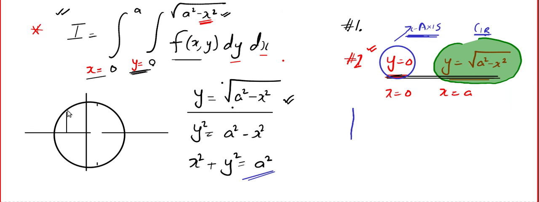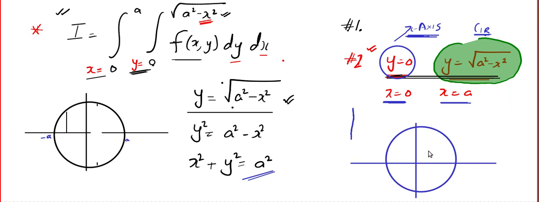So we might have a strip starting from -a to a, or maybe from 0 to a. Now look at the other limit, x varies from 0 to a. Perfect. Now the picture is very clear. They are considering the first quadrant of the circle. Take a look at this.